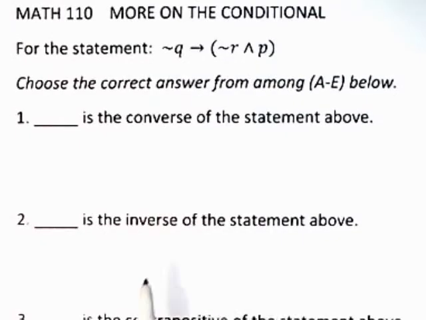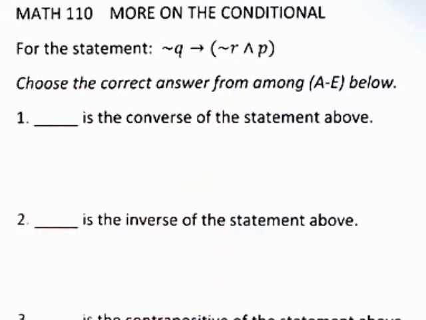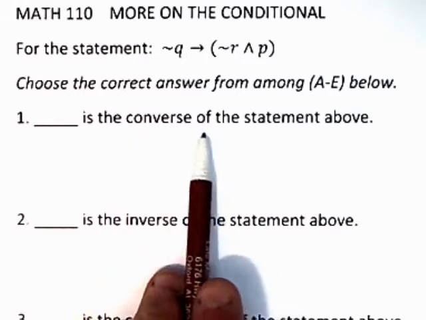For the statement not Q implies not R and P, it says choose the correct answer from among A and E below. There are going to be some answer choices below, but I'm not even going to show them right now. We're going to pick an answer from a multiple choice list, but let's not worry about that right now. Let's figure out what the converse would be.